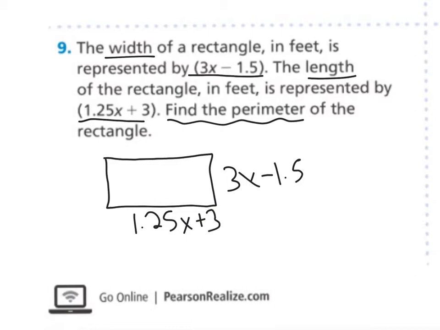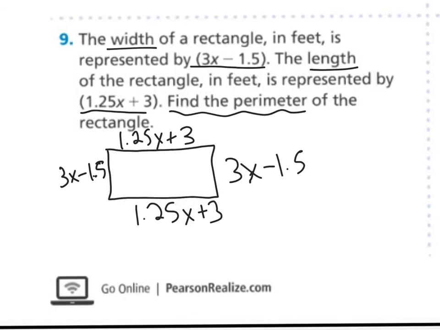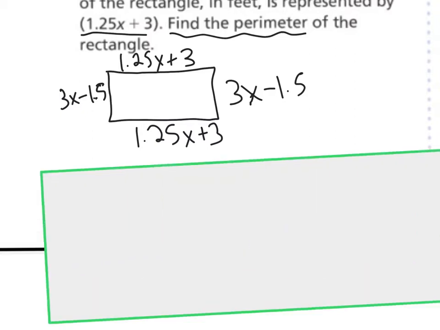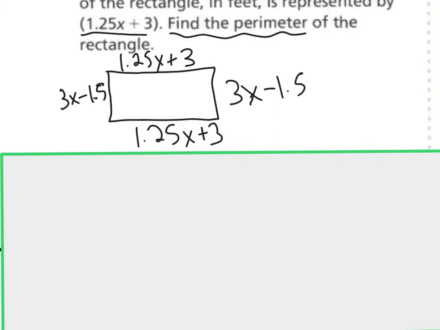We know on a rectangle, how many lengths do we have? 2. How many widths do we have? 2. Good. So if you want to draw this out so you can see what's happening, and then to find the perimeter, what would we do with our sides? Add them together. Good. So we'll be adding these together, then just looking for any like terms that we have that we can combine together.